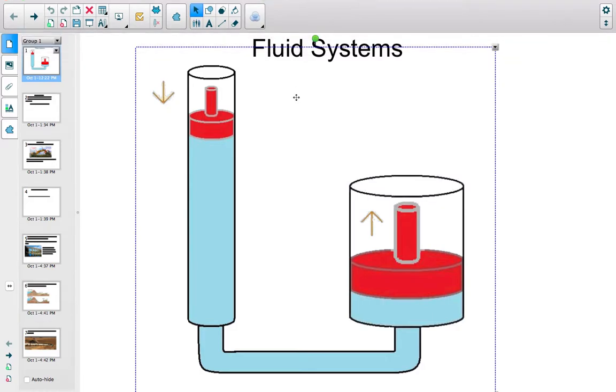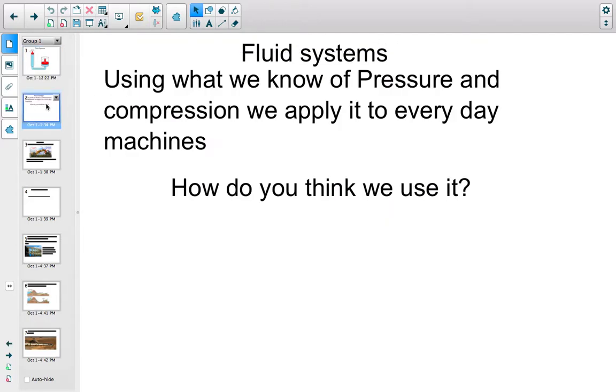So this lesson will focus on the application of some of the topics we've talked about and how the science that we've learned in this unit is applied in everyday life. So fluid systems, using what we know of pressure and compression, we apply it in everyday machines.